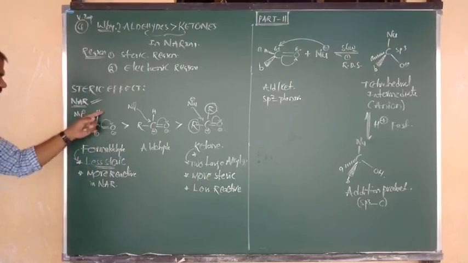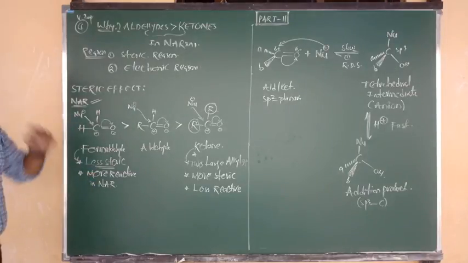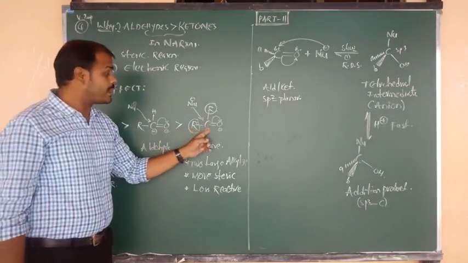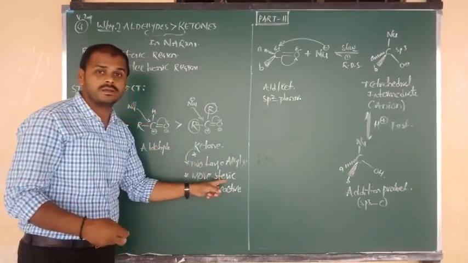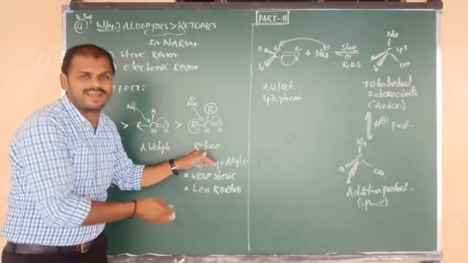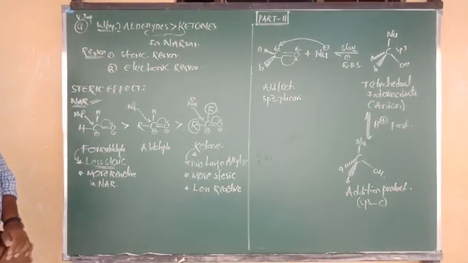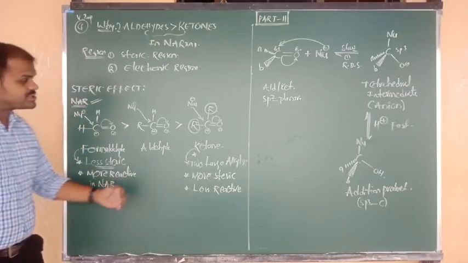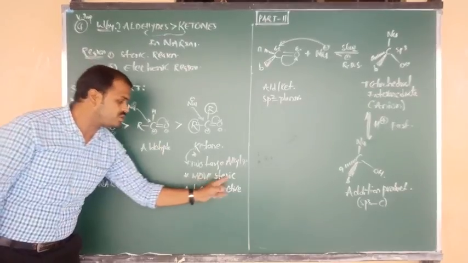But what about formaldehyde? Yes, formaldehyde has no bulky alkyl group, no steric repulsions, so it is more reactive for nucleophilic addition. What about ketone? Around the carbonyl carbon, two bulky groups are there. They cause more steric repulsions, which means they will hinder the nucleophilic attack. It cannot be that easy. So reactivity is decreased. Formaldehyde is more reactive due to less steric repulsion, and ketones are less reactive due to more steric repulsion.